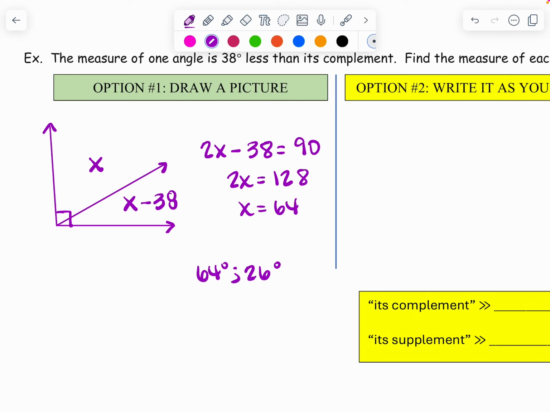And before I box it up, I just want to make a double take and make sure those add up to 90, and they do. They are definitely complements of one another.